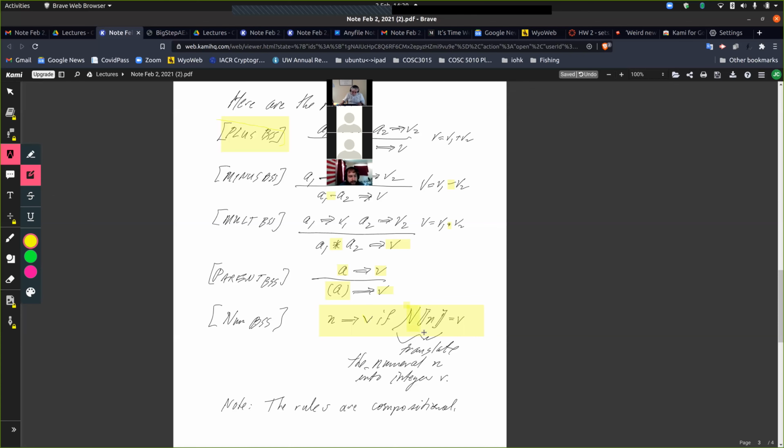So whenever you see this funny thing here, that means translate the numeral. And remember, one way to think of a numeral is as a sequence of digits 0 to 9 that starts with the 0 if and only if the whole sequence is 0.